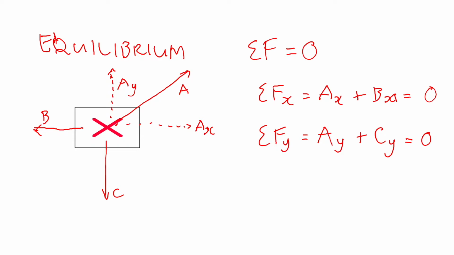Note that the x component of C is 0, so we don't have to include it here. And the y component of B is 0, so we don't have to include it in this equation. So these are the conditions for us to say that an object is in equilibrium.